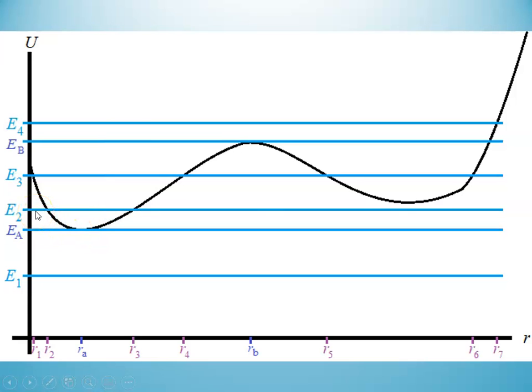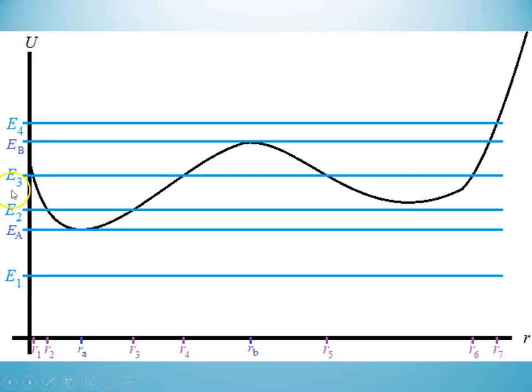What about a particle with total energy E3? Well, that one can go back and forth between points R1 and R4. Or it can go back and forth between points R5 and R6. In other words, if it has total energy E3, its position is undefined unless we're given some sort of additional information. So it could be either between R1 and R4, or between R5 and R6.